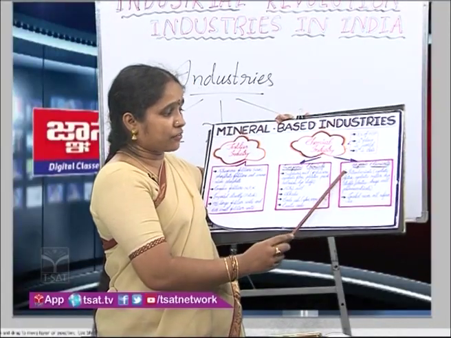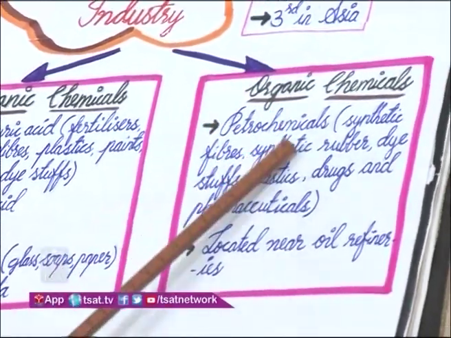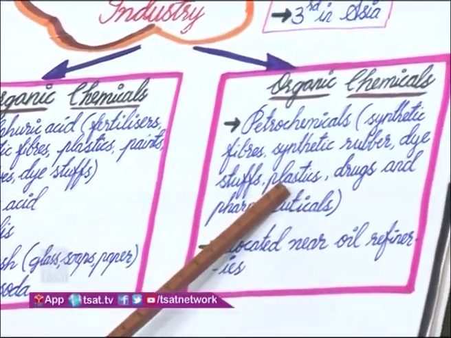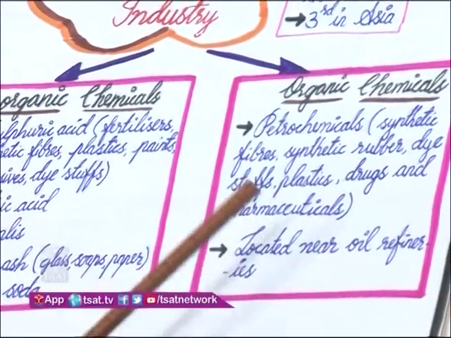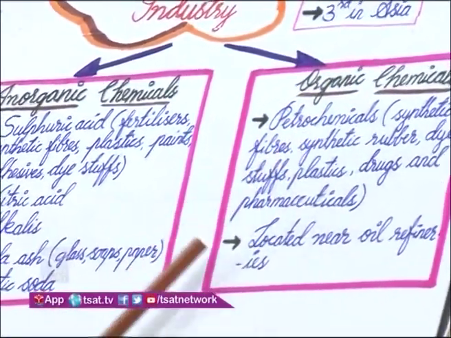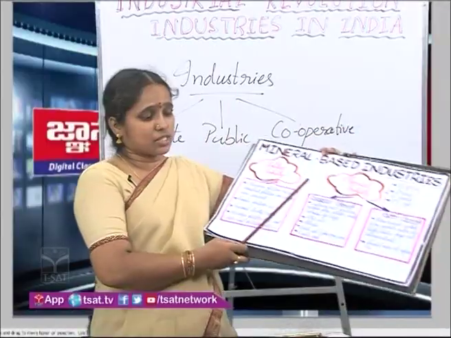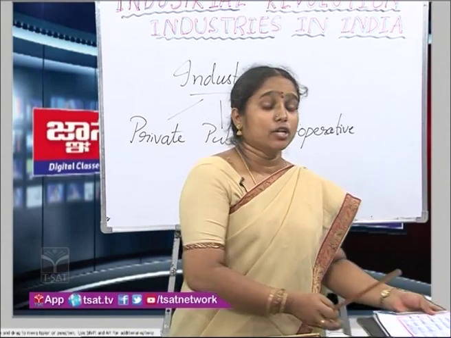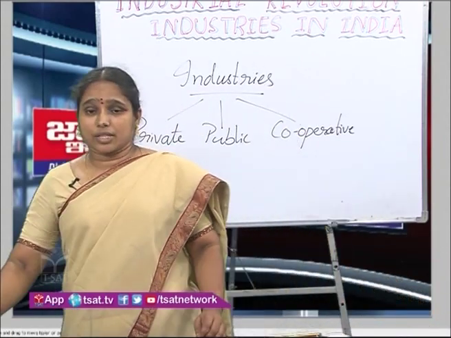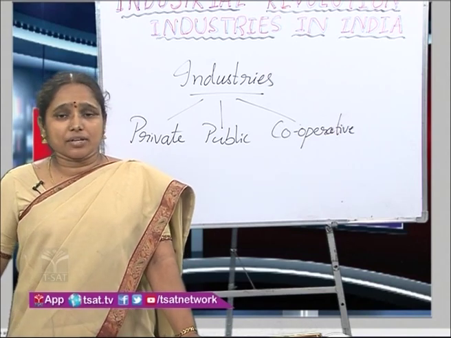Among organic chemicals, we have petrochemicals which are also used in synthetic fibers, synthetic rubber, dye stuffs, plastics, drugs, and pharmaceuticals. Pharmaceuticals means medicines. These organic chemicals are located near the oil refineries. So this is the story of the chemical industry. These are all the important details about different mineral based industries in our country.